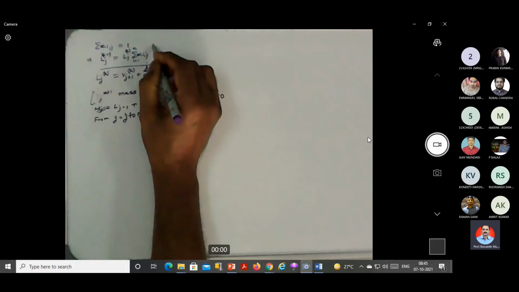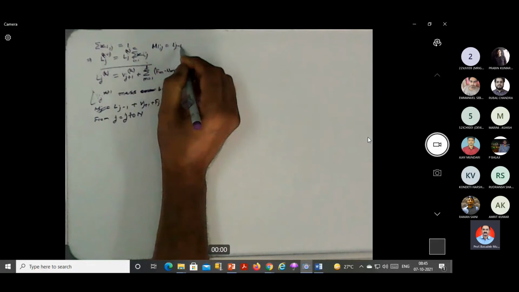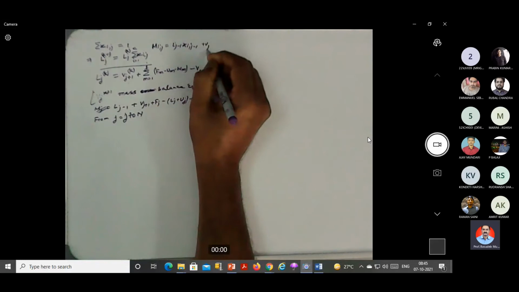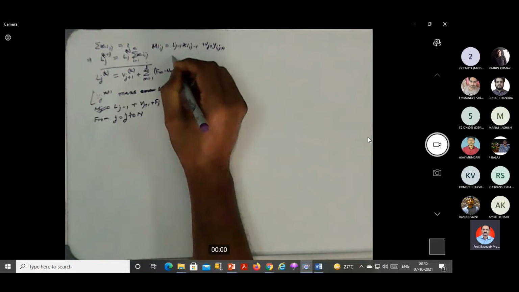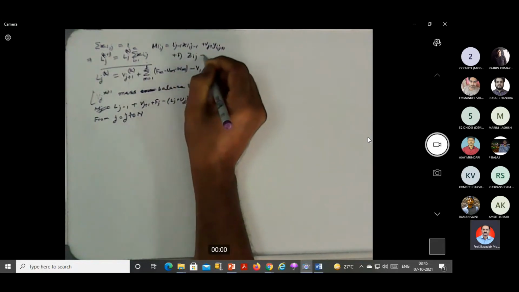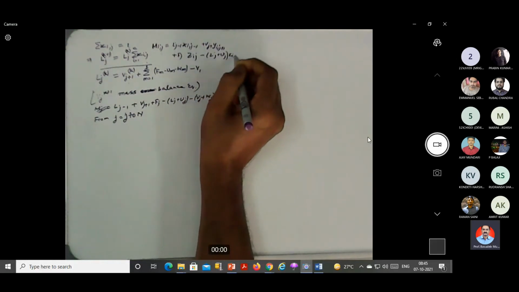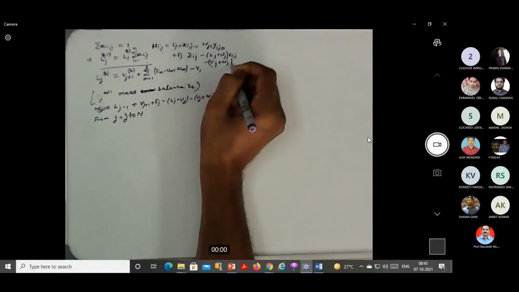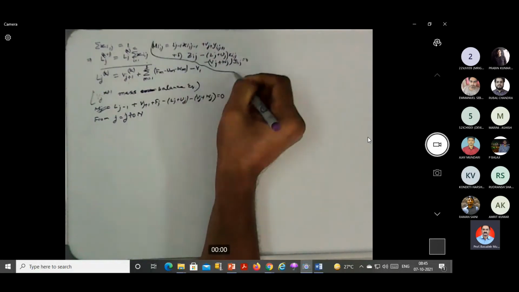The component balance equation was Mij. Mij is equal to Lj minus 1 into Xij minus 1 plus Vj plus 1 into Yij plus 1, right? Plus Fj into Zij minus Lj plus Uj into Xij minus Vj plus Wj into Yij equal to 0. So this was the component balance equation.